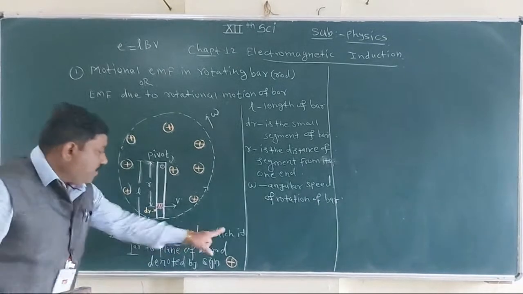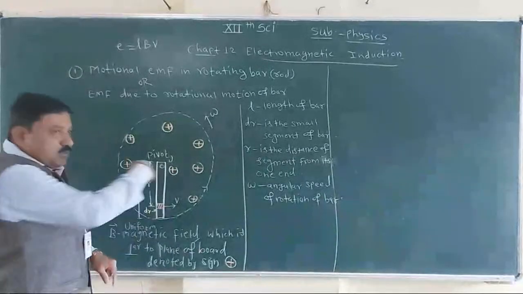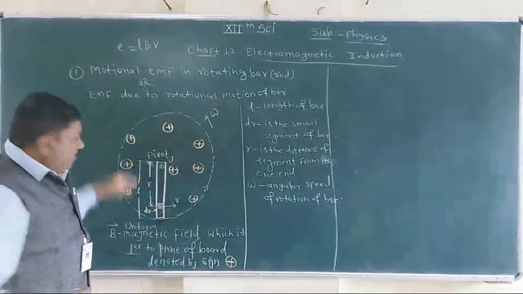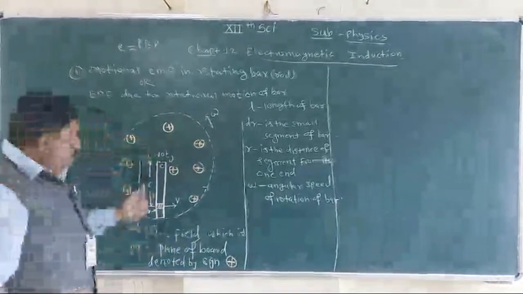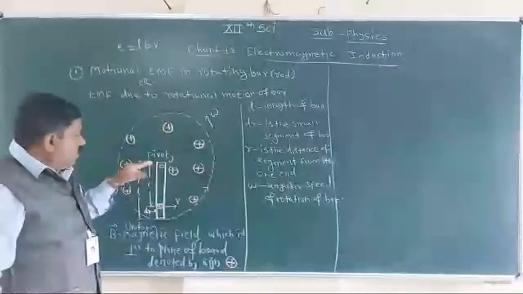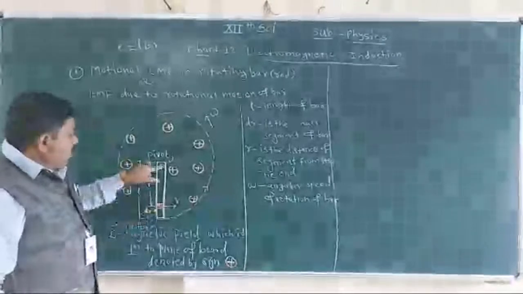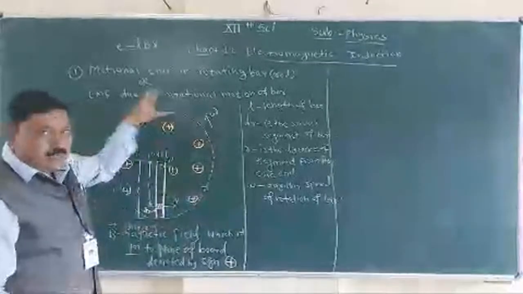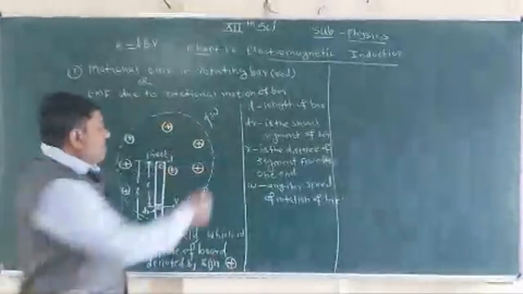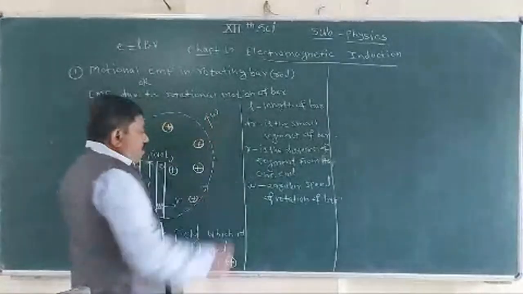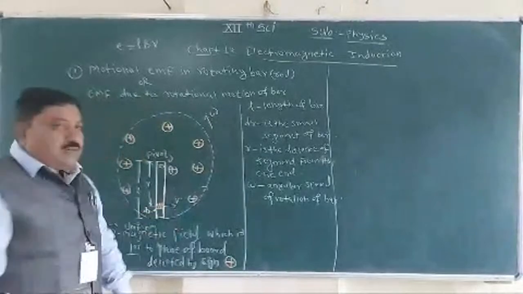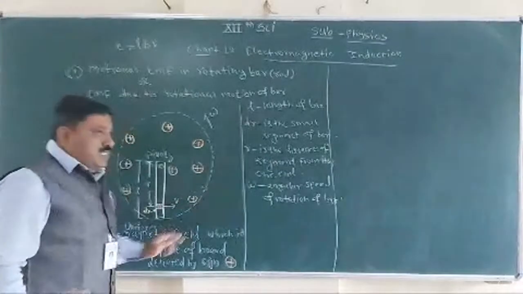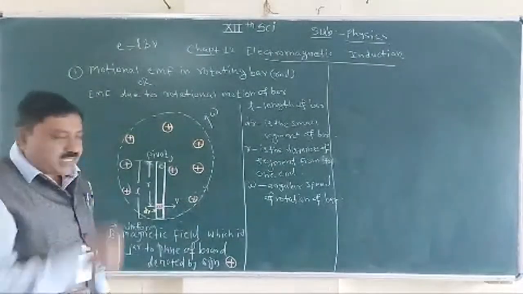It is a uniform magnetic field, but which is perpendicular to the plane of the board, and it is denoted by plus sign. And in that magnetic field, this bar or rod, one end is fixed and pivoted, and it is rotated in this uniform magnetic field with a constant angular speed omega. Now we can consider v is the speed or velocity with which the segment is moving, a small segment.